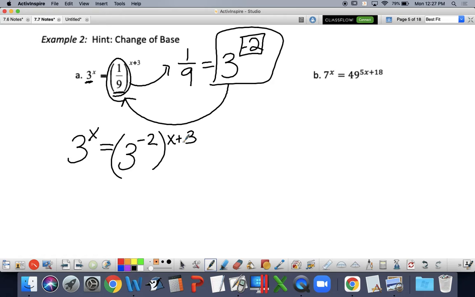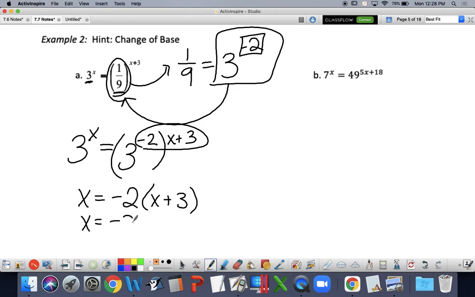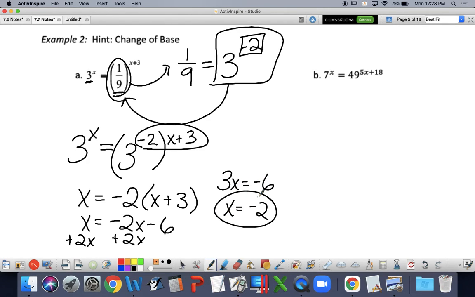Now, when I raise a power to a power, what do I do? I multiply, right? So I have to multiply these together, which means I get -2 times x plus 3. I'm going to have to distribute that -2 through the expression x plus 3. So I get x equals -2x minus 6. Add 2x. 3x equals -6. X equals -2.